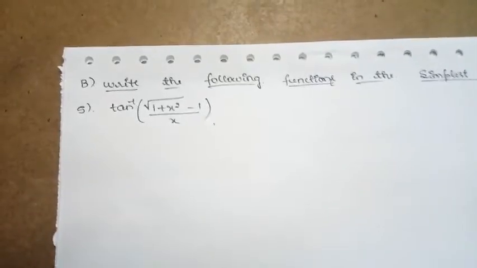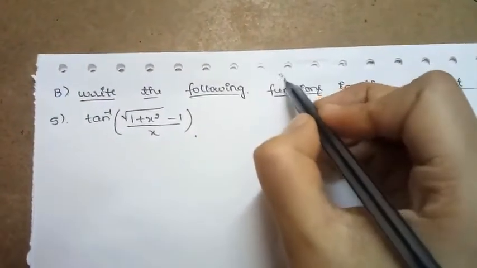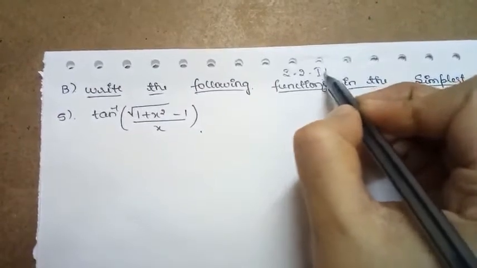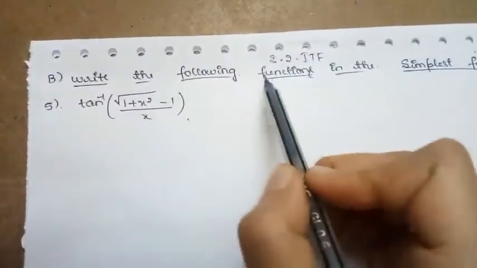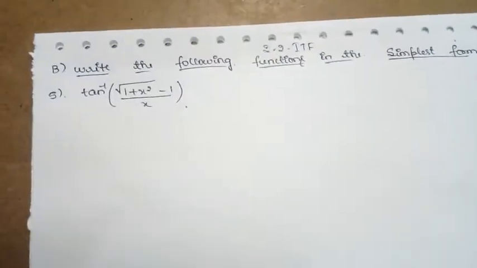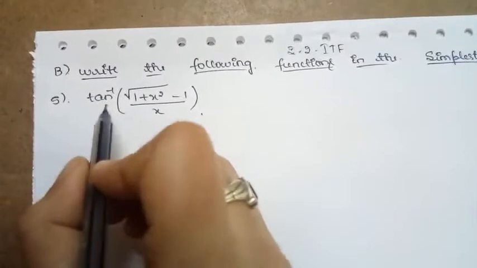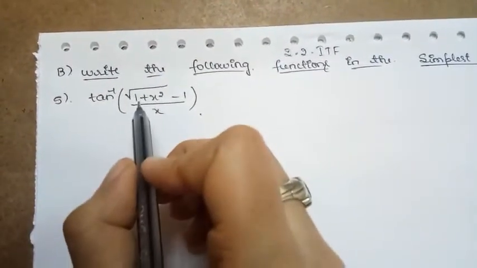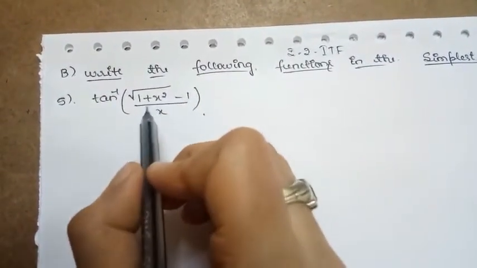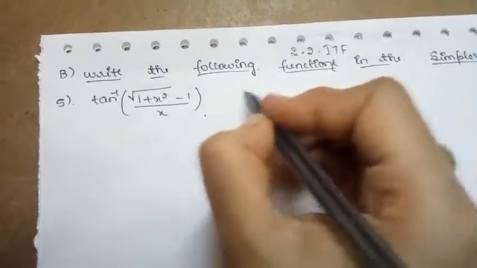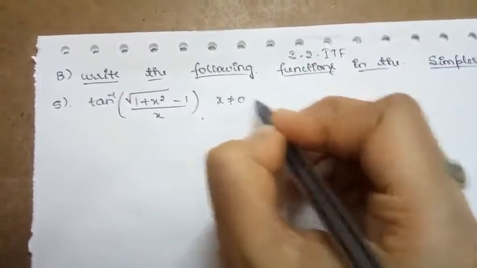Hi students, so let us continue with exercise 2.2 regarding the inverse trigonometric function. The second set of questions says: write the following function in the simplest form. The first question is tan inverse of (square root of 1 plus x square minus 1) divided by x, where x is not equal to 0.